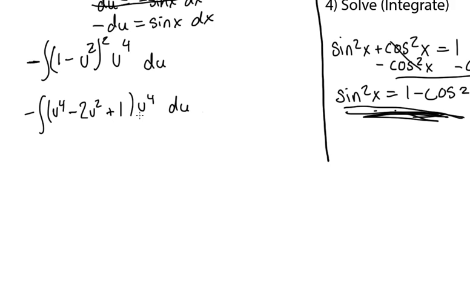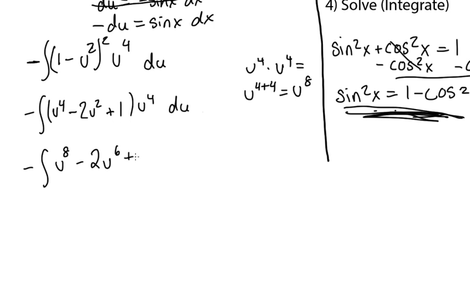Now I'm going to distribute in that u to the fourth. u to the fourth times u to the fourth: you add the exponents, 4 plus 4, which is u to the 8th. So this is u to the 8th minus 2u, same idea here, so this will be u to the 6th, plus u to the 4th.